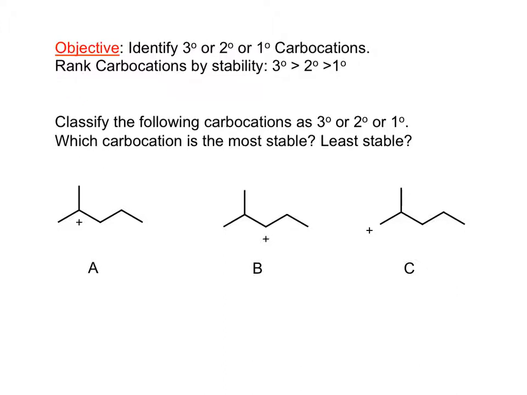Carbocations are classified as either primary, secondary, or tertiary. A primary carbocation has 1 carbon bonded to the carbocation. A secondary carbocation has 2 carbons bonded to it. Tertiary has 3 carbons bonded to it. So stop the video and answer these 2 questions. So here are the answers.